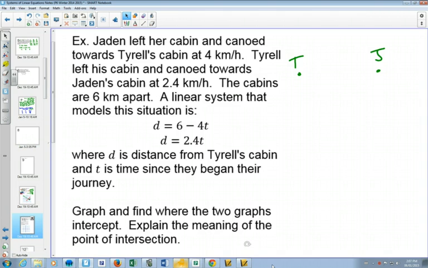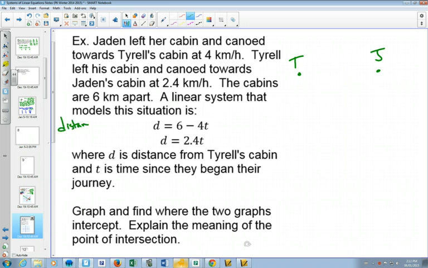Tell me what the D stands for. Tell me what the T stands for. Tell me how you could get those equations, because that would be something you would have to come up with. Can someone figure out what the D stands for? Distance. Distance from what? From where? Okay, so D is the distance from Tyrell, or however you say his name.